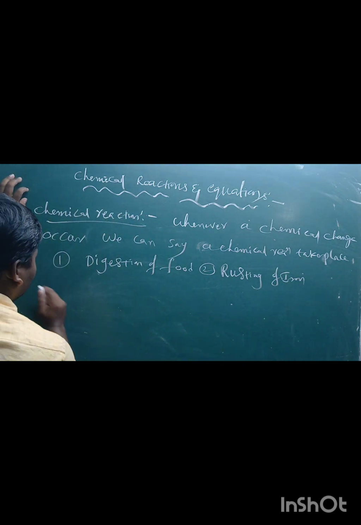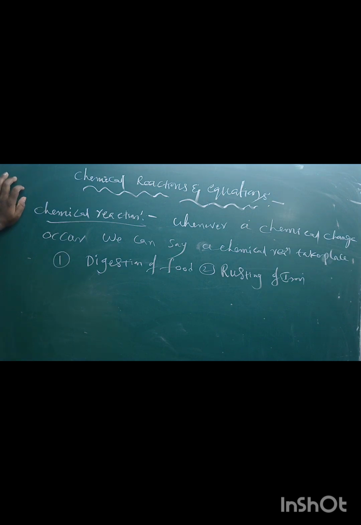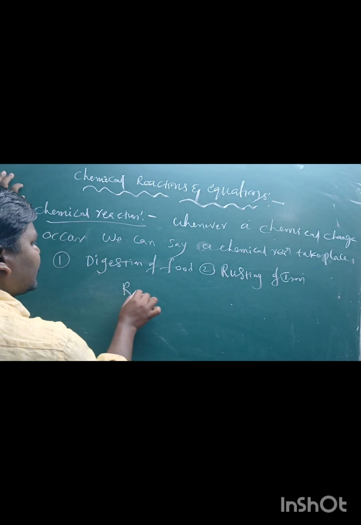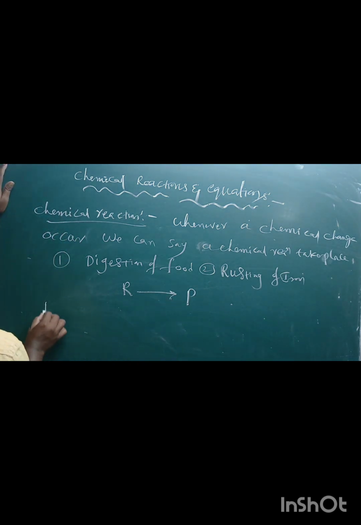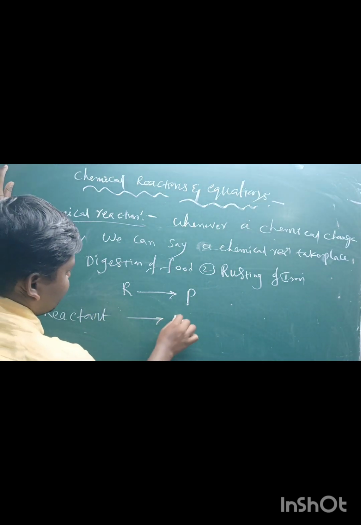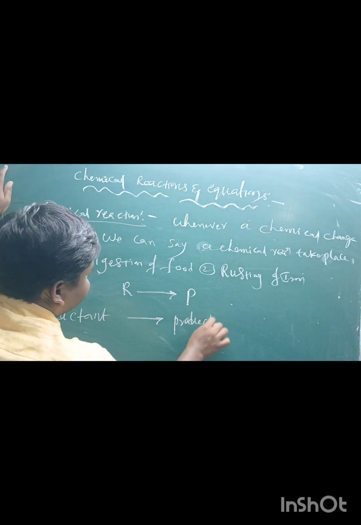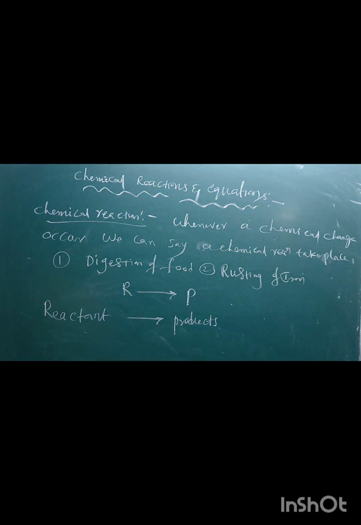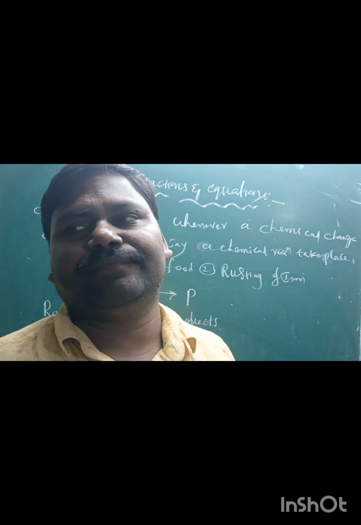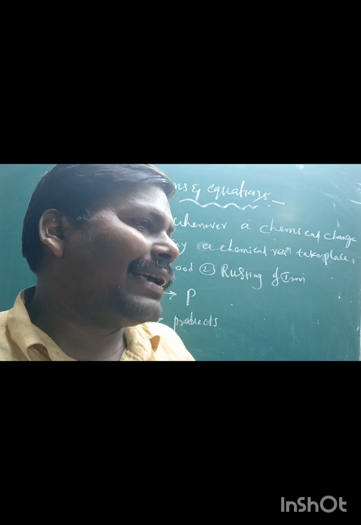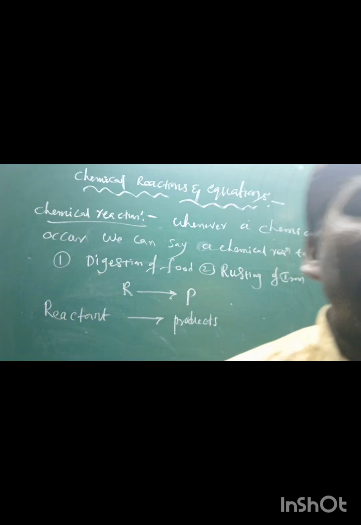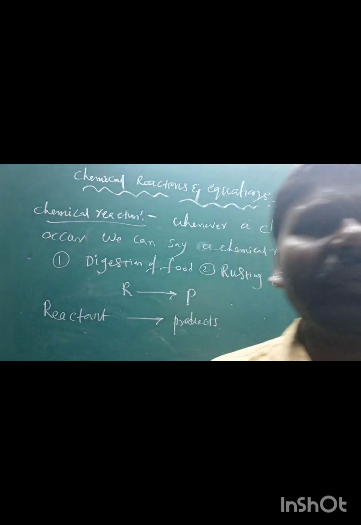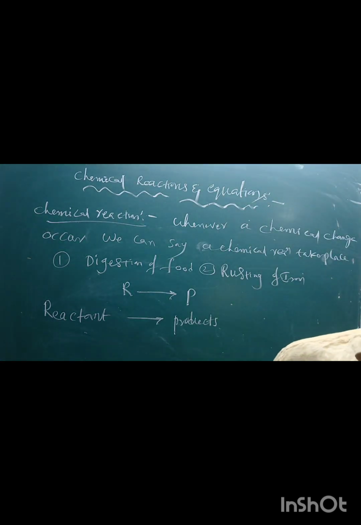Or one more definition: a symbolic representation of any chemical change in terms of reactants and products. The arrow mark's left side substances are called reactants, and the right side substances are called products. Simply, what is a chemical reaction, sir? A symbolic representation of any chemical change in terms of reactants and products is called a chemical reaction.